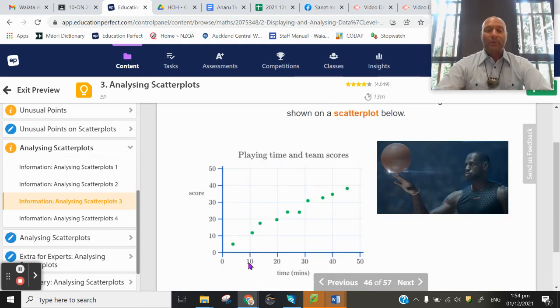Let's look at an example. We've got a linear trend because the data points go in roughly a straight line. It is positive because as the time increases, so does the score. We've got a strong relationship because the data points are close together, and there are no unusual points.